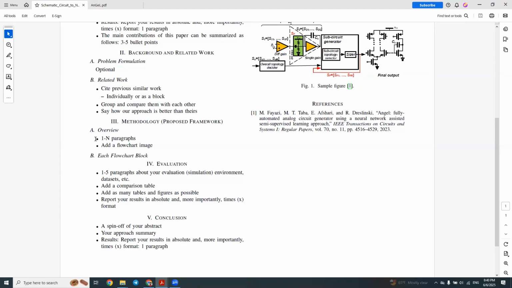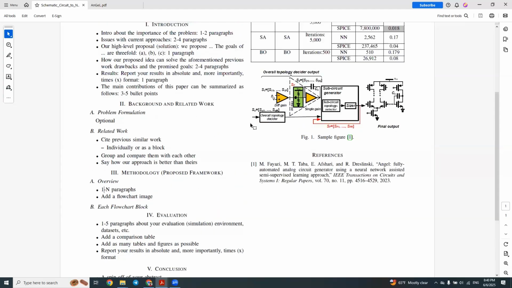In this overview, there can be one to n paragraphs where I talk about the flow chart of our work. I say, for instance, this is my flow chart, this is our platform, and this is how different blocks are working together. I always add a flow chart figure, which is very important, and talk about how different blocks are working together. Then in the subsequent subsections, I talk about each of these blocks.